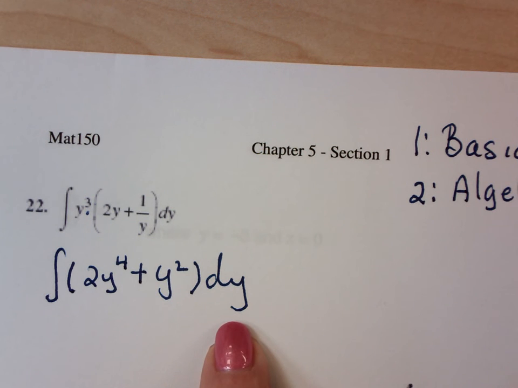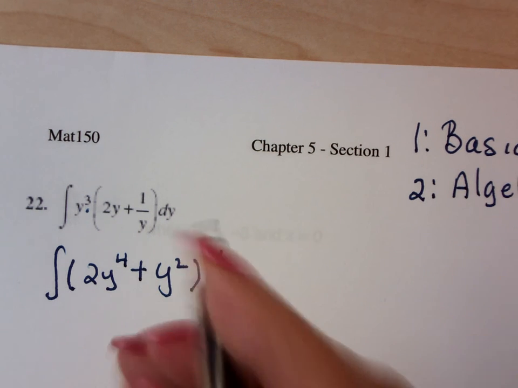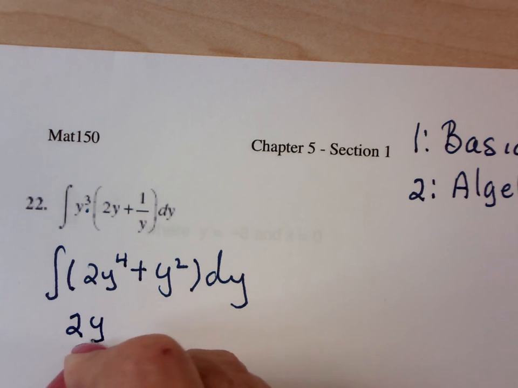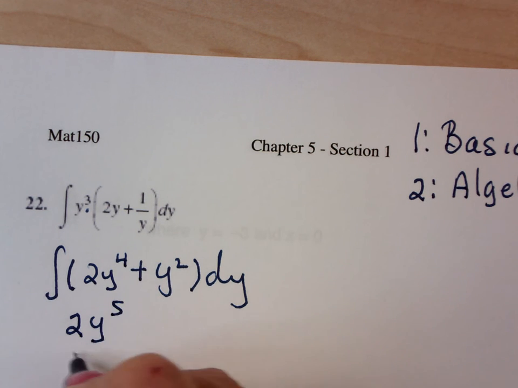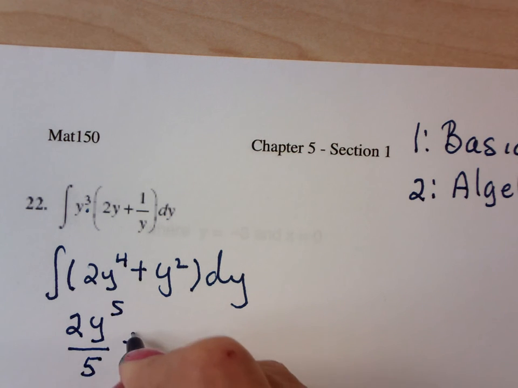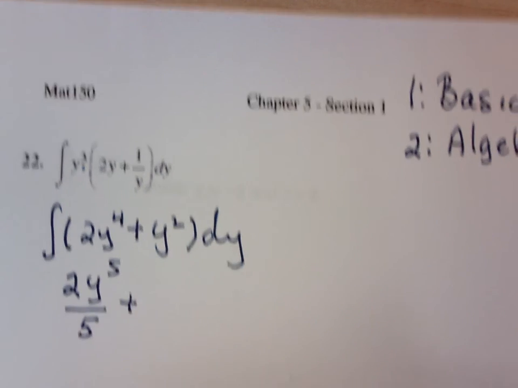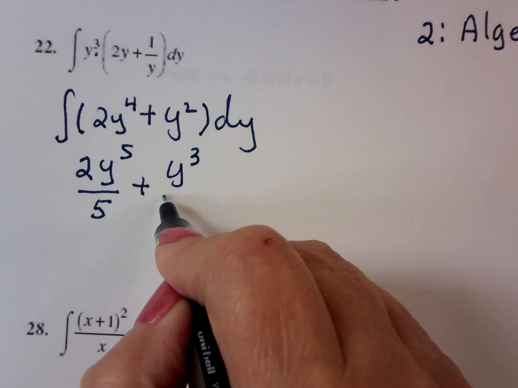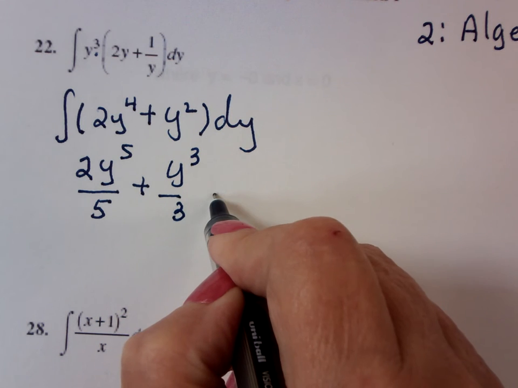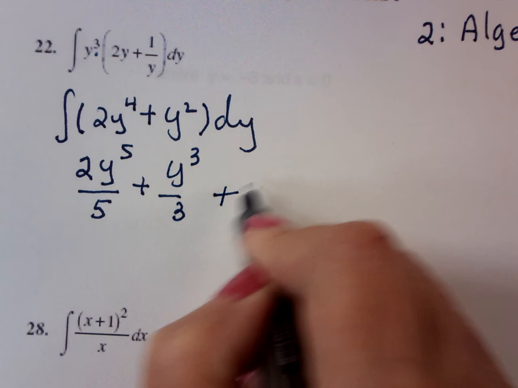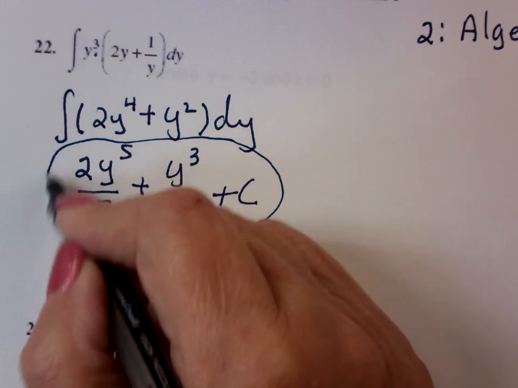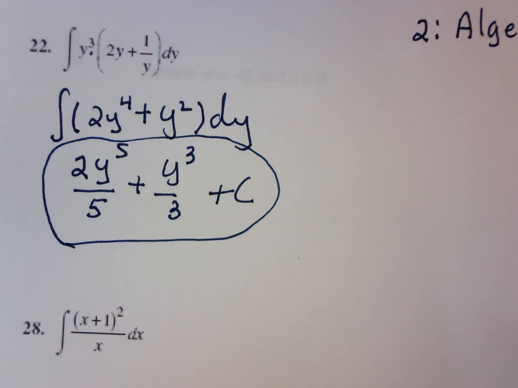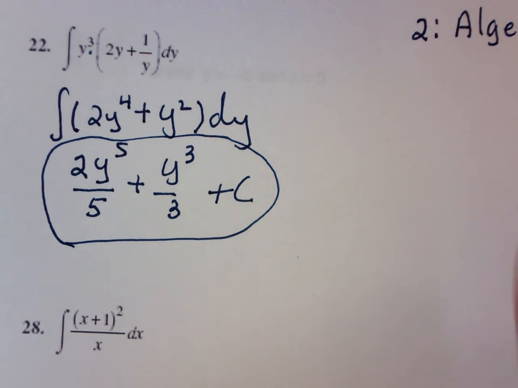So essentially now I've got a problem that's in the form of the basics. So what is this? This is 2y to the what? Fifth divided by 5 plus what? y to the 3 divided by 3 plus c. So I said, if it's not the basics, can I make it into a problem that involves the basics?